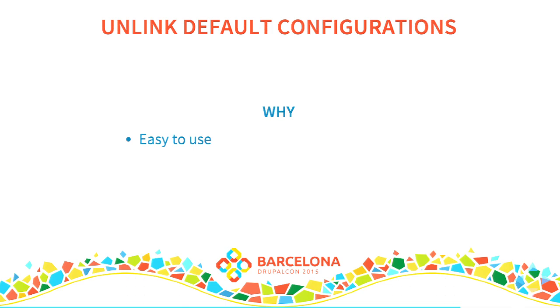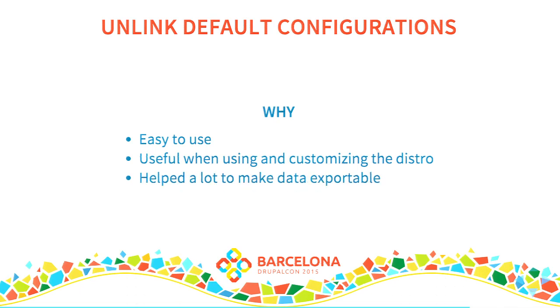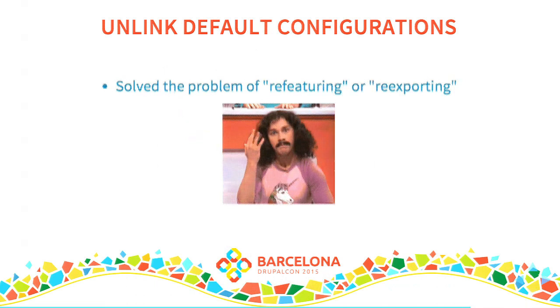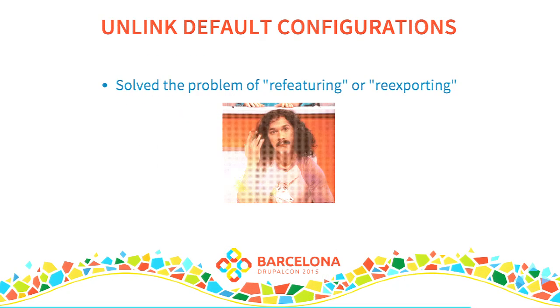I asked, why do you like it? Well, it's easy to use. It's just some clicking of buttons. I want to unlink this view. I want to unlink this rule. And you click save, and everything is fine. It's useful when you want to customize a distribution. As I said, the distribution delivers configuration and default hooks, and you want to change those. You can just unlink them from the features or from default hooks. Yeah, and it helped our team to make data exportable. So this actually solved our problem of refeaturing and re-exporting.